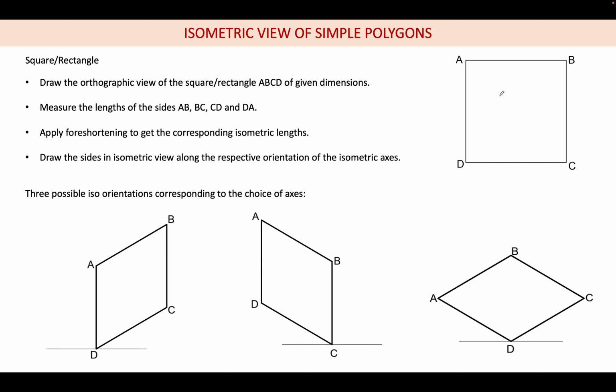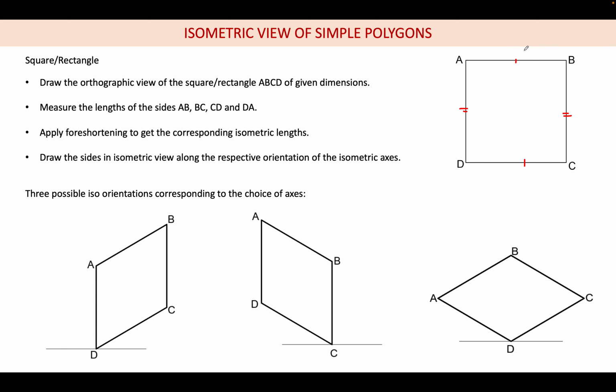So first for a square, we have to draw the orthographic view of the square or rectangle. So ABCD. AB will be of some dimension, BC will be of some dimension. If it is a square, all sides are equal. If it is a rectangle, this will be one dimension and this will be another dimension. First we have to draw in the orthographic. So now we have to apply the foreshortening.